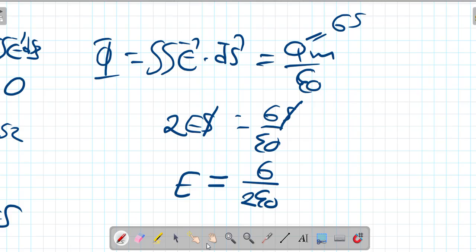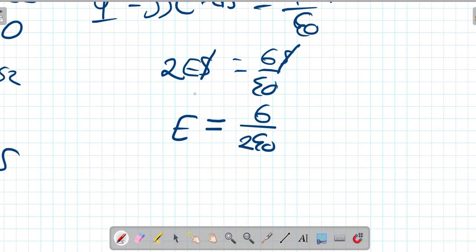Now this is just the magnitude part. Okay, for this to have a direction, we established that it only had one direction.